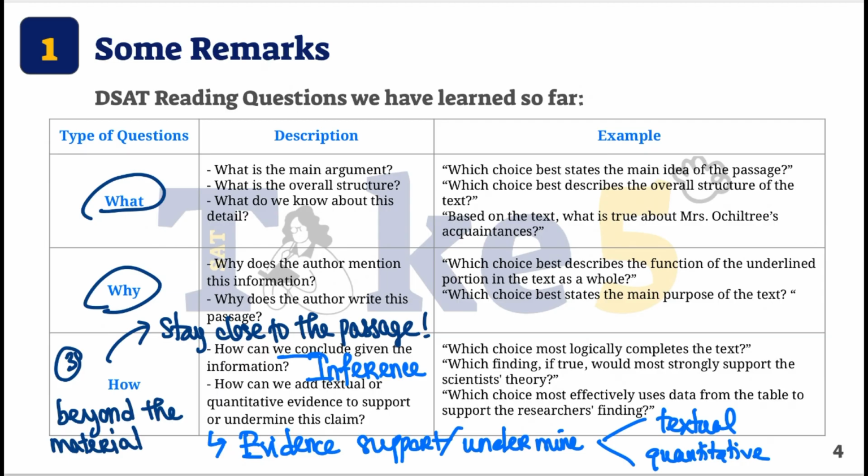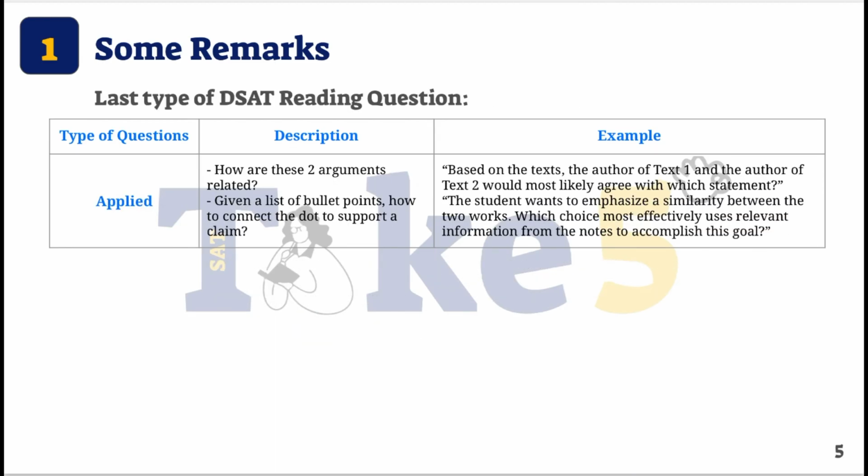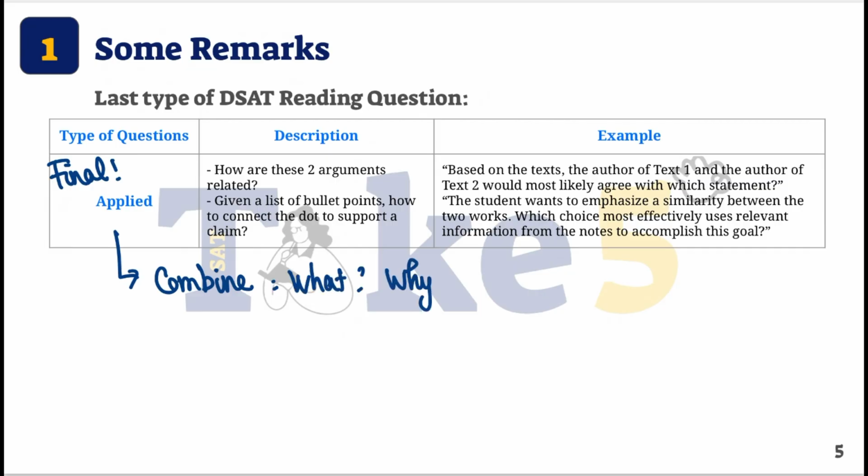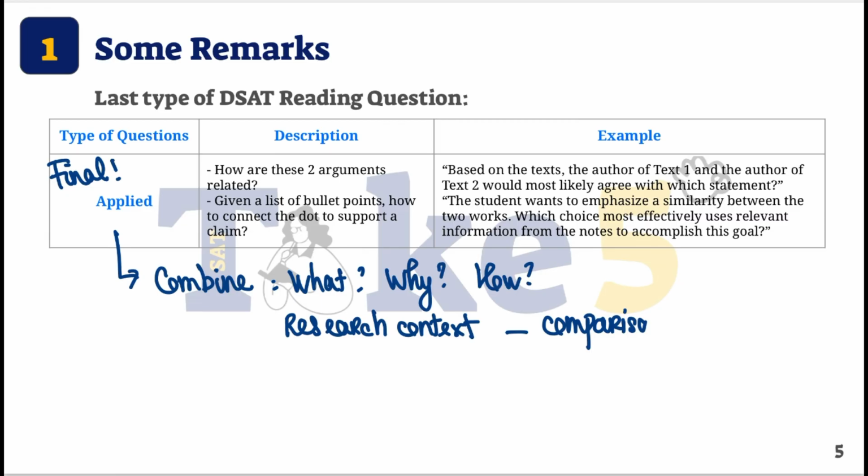And here's the bigger picture. These are not just SAT reading skills. The ability to draw sound conclusions and build evidence-based arguments is something you will use really well beyond this test. Moving forward, you will encounter one final question type, the applied one. Instead of testing each skill separately, these questions ask you to combine all three, the what, the why, and the how. In real reading context, mostly in research context, where you have to make critical comparison of different scientific opinions about the same topic, and even make your own statements based on actual evidence.